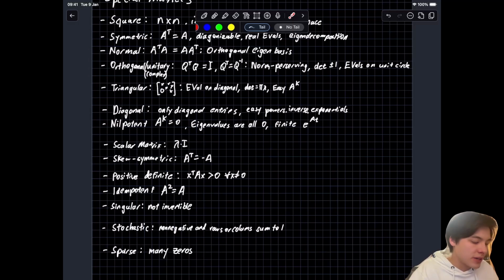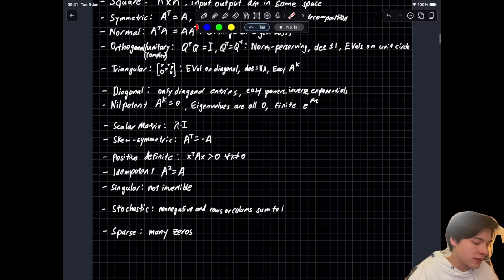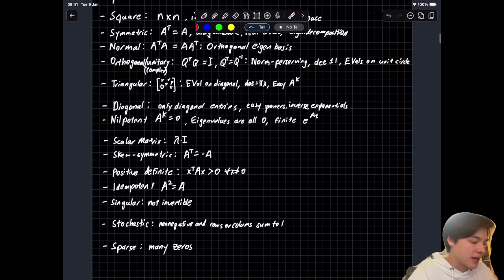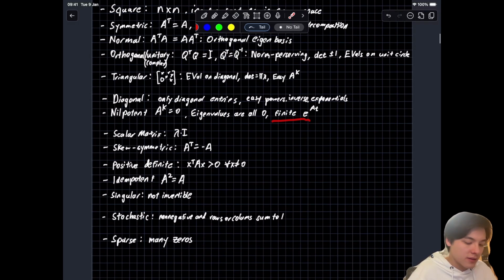We have diagonal matrices. That means it only has values on the diagonal. Powers are super easy. The inverse is super easy to calculate. The exponential is easy. So that's why we always love getting diagonal, or to diagonalize our matrices. Nilpotent means that at a certain point, if we take the power of A, it will equal 0. That means all the eigenvalues are 0. And there's a finite e to the power of A t.